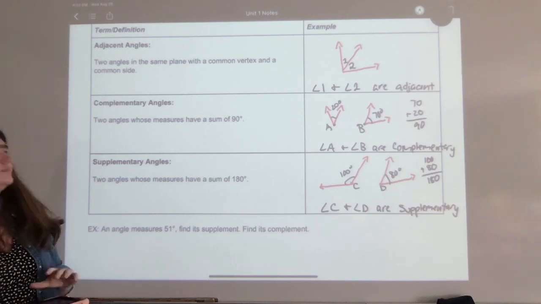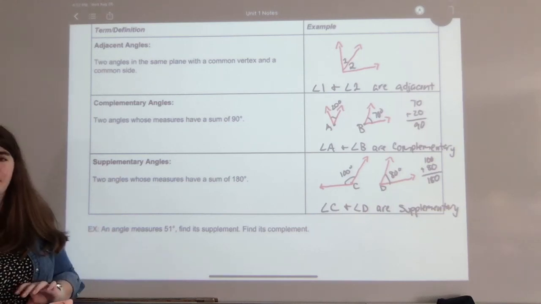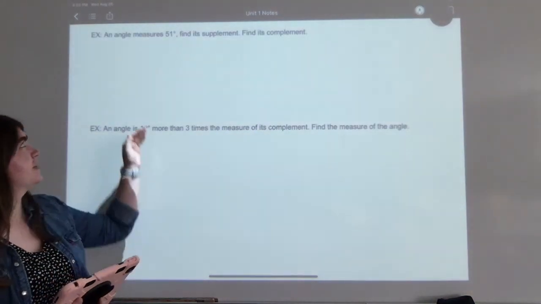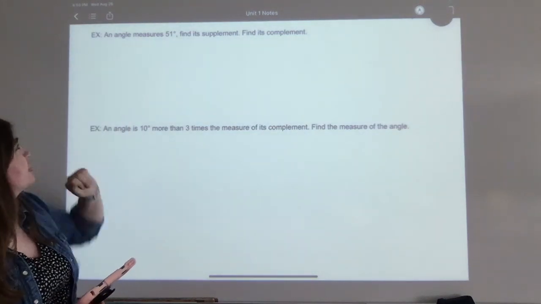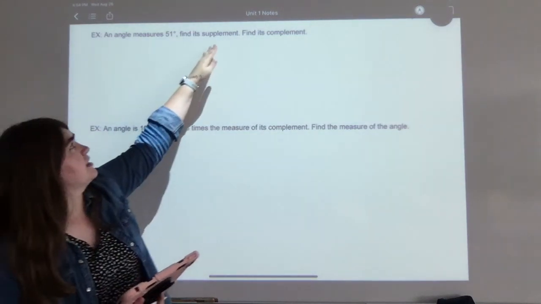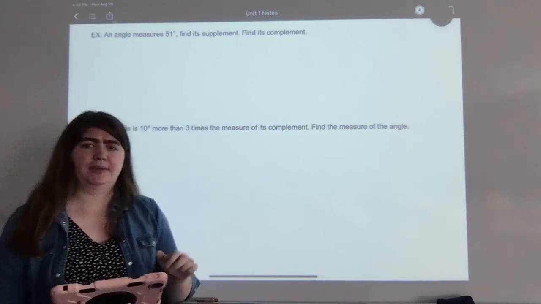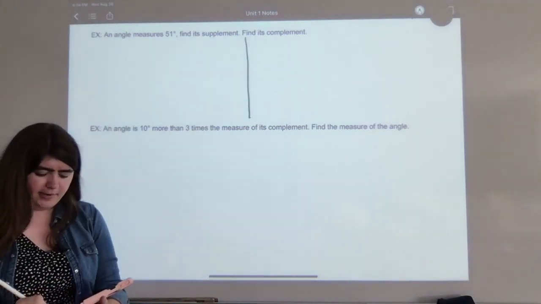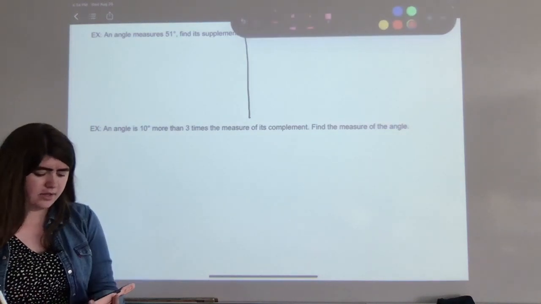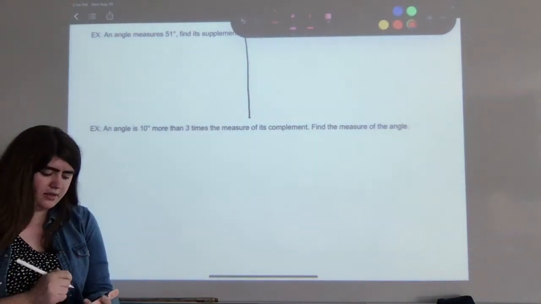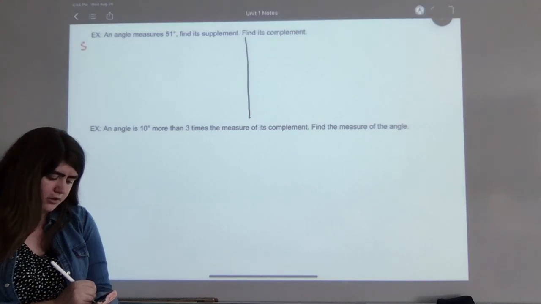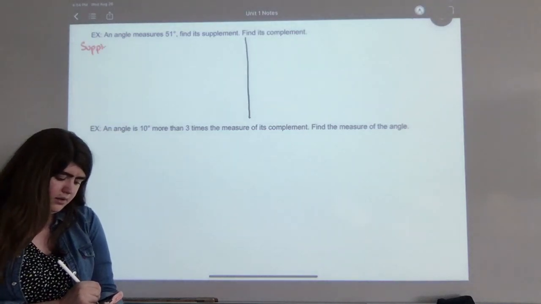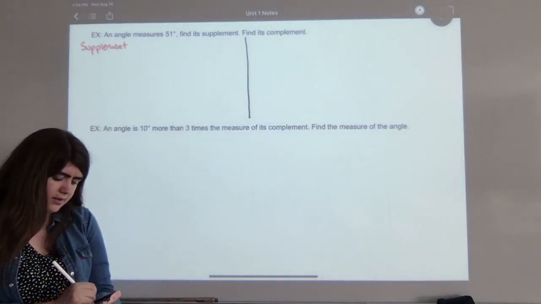All right, so now let's go ahead and look at an example. Our first example says, an angle measures 51 degrees. Find its supplement, find its complement. I'm going to draw a line down the middle here, and I'm going to find its supplement on the left and its complement on the right.